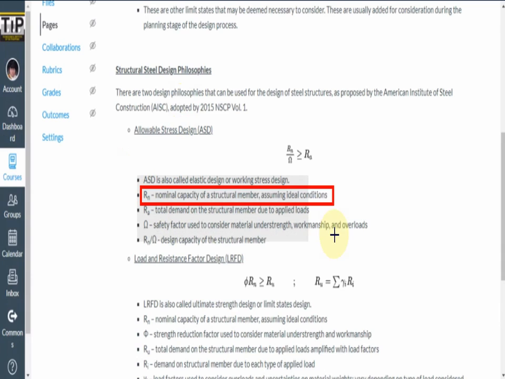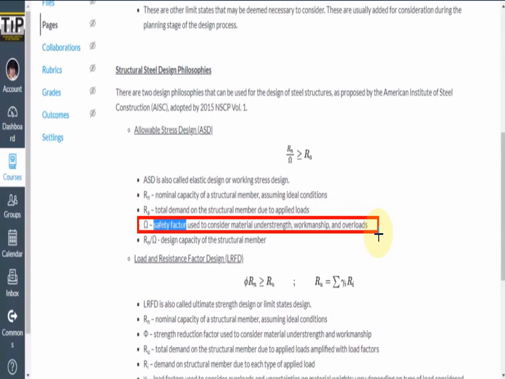Then, what about this omega? What is this for? Omega is what we call the factor of safety. Now, why do we put a factor of safety? This factor of safety is always greater than 1. Okay? So, why is it that we divide the nominal capacity by the factor of safety?